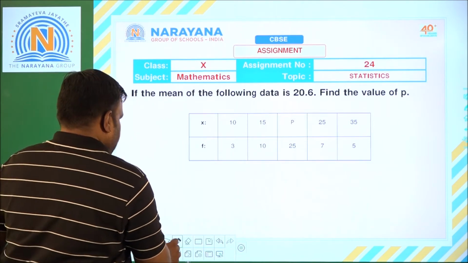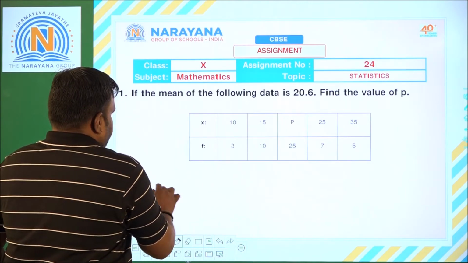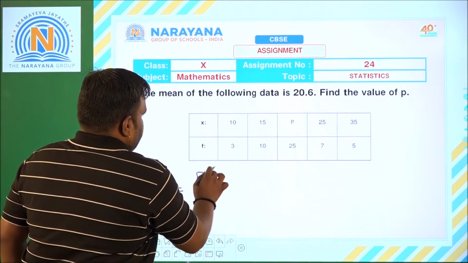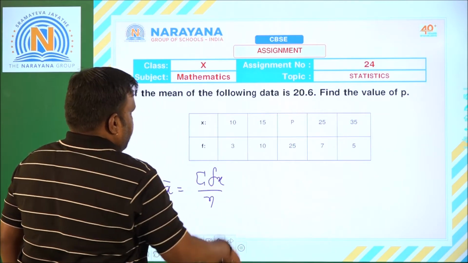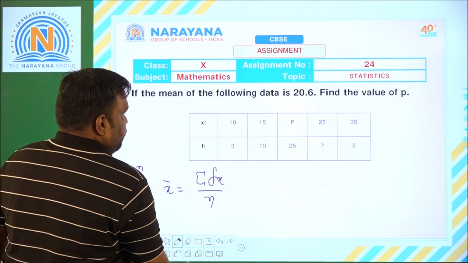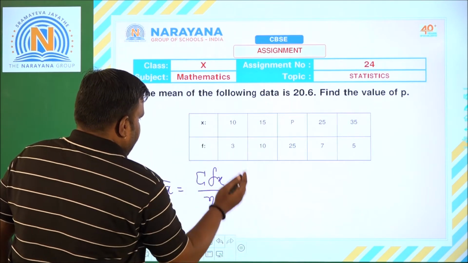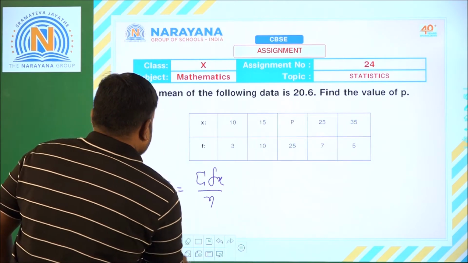That is the observation part. So again the same formula will be used. That is, arithmetic mean is equal to sigma fx by n. Okay. So now let us draw the table for this frequency distribution, and let us find out the value of p. Again the same thing, x and f both are given for us.